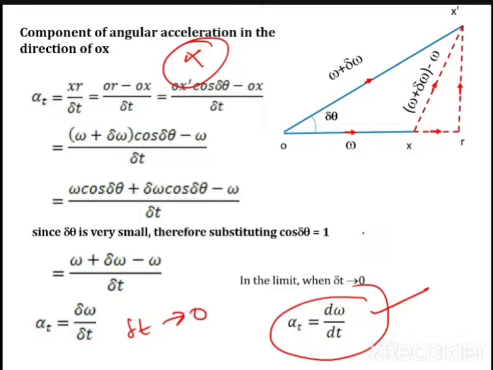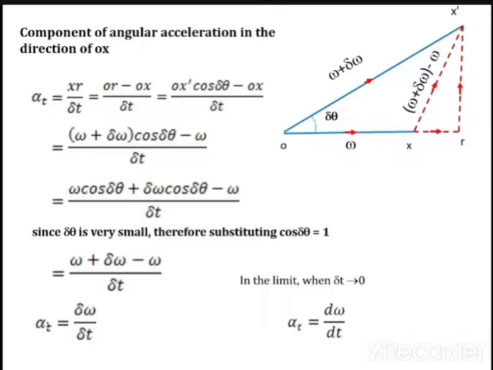Clear? What is that? d omega upon dt. Now tell me, any doubt in this? Before I move to the next component, that is the radial component, just tell me, have you understood this or not? Have you understood how I found alpha t? Please be fast. Yes, sir.